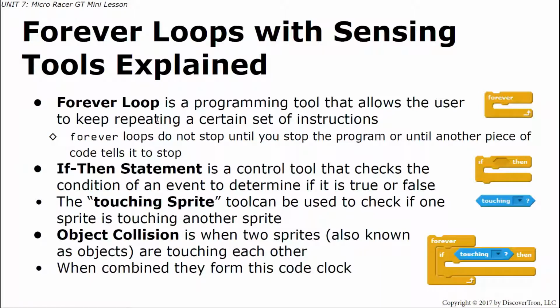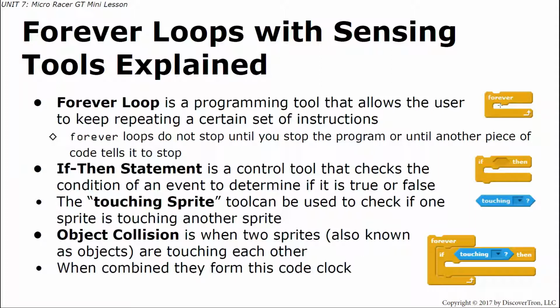Okay, so let's break down the code here. The forever loop is a block that we get from the control category, and it's just going to keep repeating any code that's inside of it over and over and over again, whether you like it or not. You'll have to actually tell it to stop. It won't stop on its own until you program it to stop or choose the stop icon in the Scratch software.